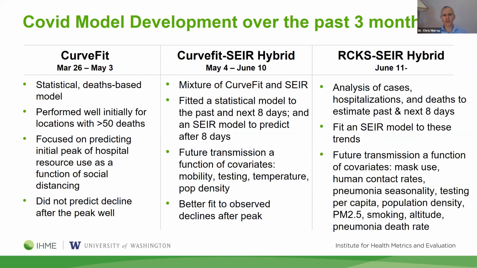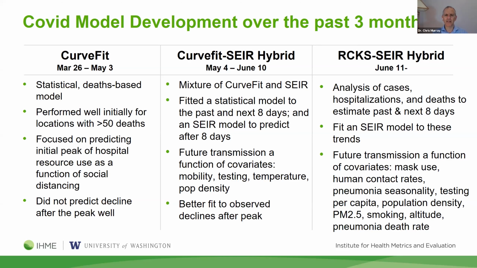It took a couple of weeks to get that fully operational, and then we shifted over in early May to the hybrid approach, which is a statistical model, the CurveFit model, fit to the past and used to predict for the first 8 days, and then transitioning from that point forward into a transmission dynamics SEIR model, a susceptible, exposed, infected, recovered model. And in that model, the future transmission is a function of predictors, covariates.